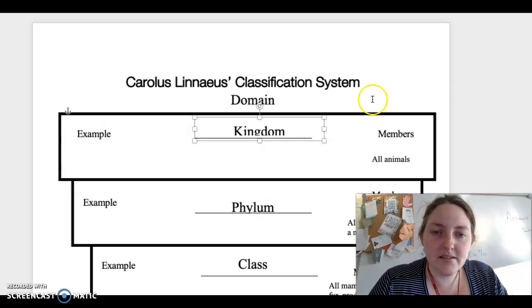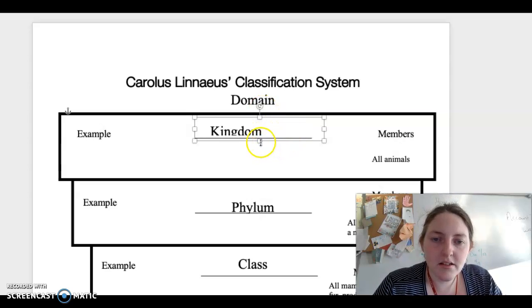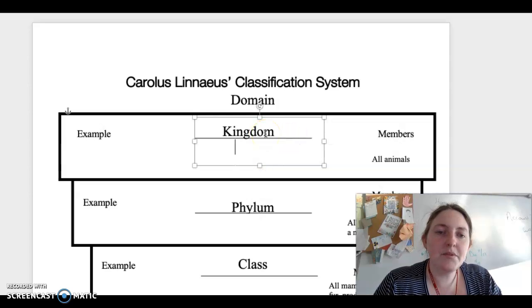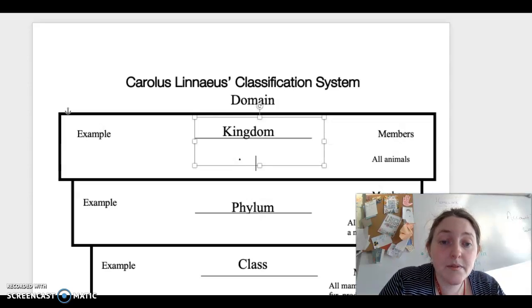And for us, our example of this, we are animals, is kingdom. I can fix that.